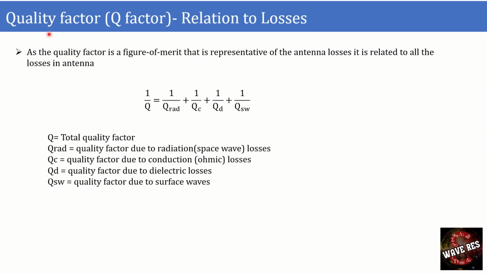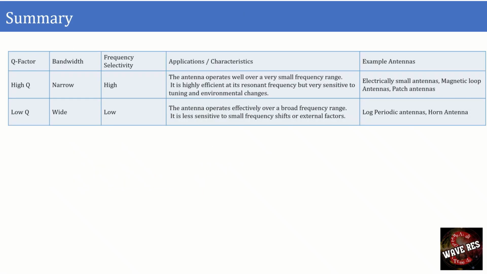And this is the relation between the quality factor and different losses in the antenna, because we saw that the quality factor represents the losses in the system. It is related to all the antenna losses by this equation: 1 by Q is equal to 1 by Q rad plus 1 by Qc plus 1 by Qd plus 1 by Qsw, where Q rad is the radiation losses, Qc is the conduction losses, Qd is the dielectric losses, and Qsw is the surface wave losses. So all these losses will be contributing to the quality factor of the entire antenna. So this is the summary of the system.